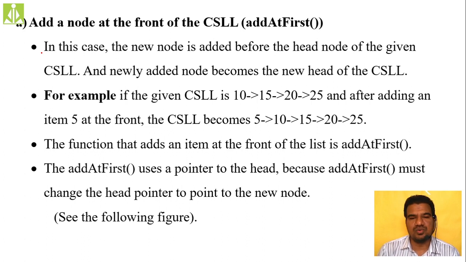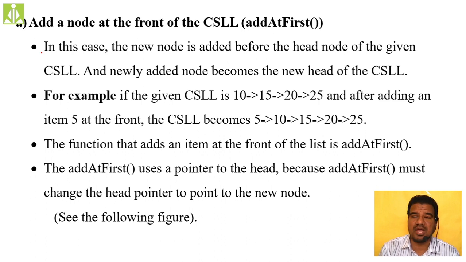In this case, the new node will be added before the head node of the given CSLL. Whatever circular singly linked list is given, the new node will be added before the head node. The first node is the head node, so adding a new node before that node is nothing but add at first, adding a new node at the first location.